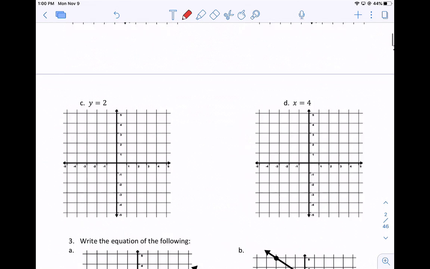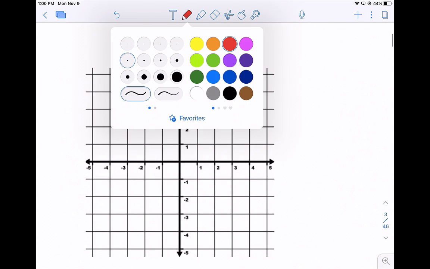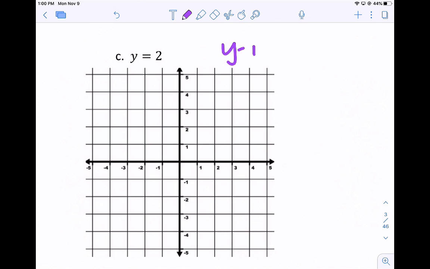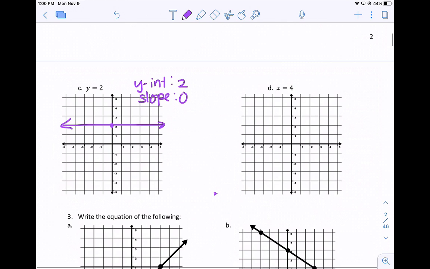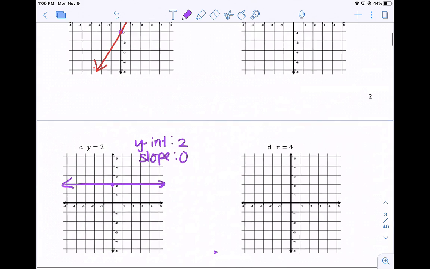Okay, let's try graphing this one. Here the y-intercept is 2, and the slope is 0. And so we're going to start where the y-intercept is 2, the slope is 0, means it's going to be a horizontal line. So there's the line y equals 2. And let's graph the next one.